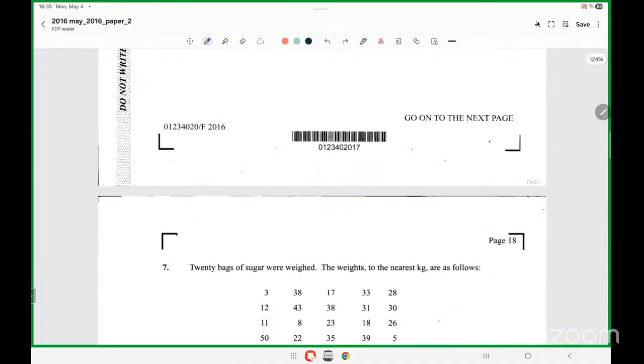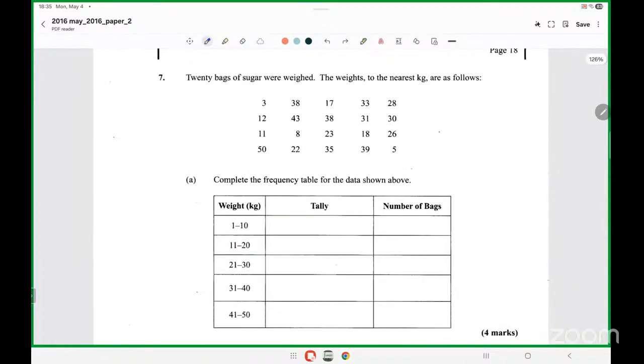Next question. Number 7, statistics. 20 bags of sugar were weighed. The weights to the nearest kilogram are as follows. It says, complete the frequency table for the data. If you notice, they give us a tally table. A tally table is used to check off the values as you go, putting a mark for each one.